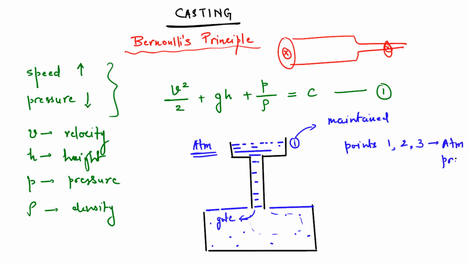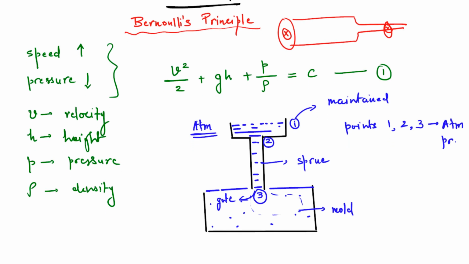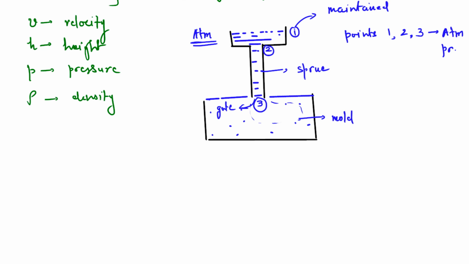All right, so this is your point 1 and point 3 is basically your gate. Now let's apply Bernoulli's principle. Let me also write a few more names here. This is your mold and this is your sprue. The rest you know already. So now let's apply Bernoulli's principle here.